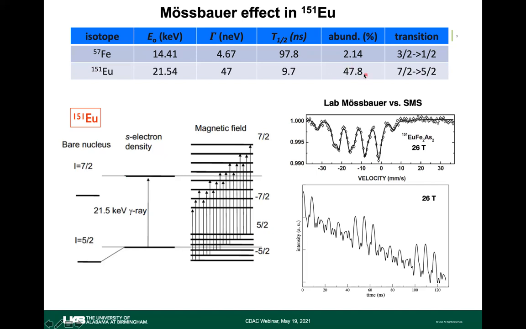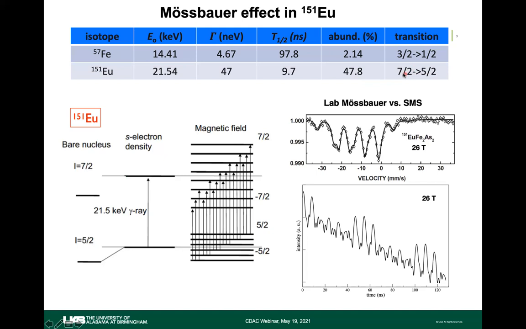And the good thing about europium 151 is the natural abundance is almost 48%, which is very convenient. We don't need to artificially enrich the sample with europium 151, which is the case for a lot of the iron systems.